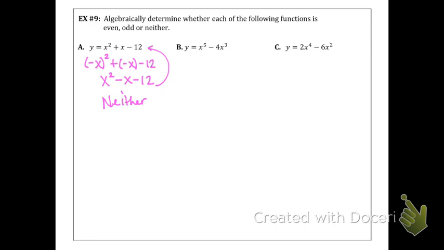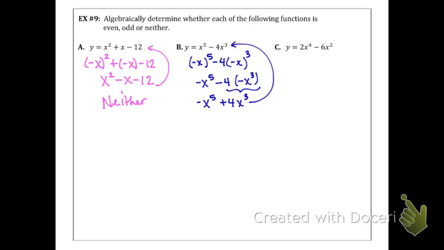Alright, so let's check the next one. We're going to plug in negative x for x. So x to the fifth minus 4x to the third. Plug in my negative x. Remember, a negative raised to an odd exponent is going to be negative. And so I got my minus 4. Negative x to the third is going to make that negative x to the third. And then I got to multiply this. So that negative x to the fifth plus 4x cubed. Simplify it all the way.